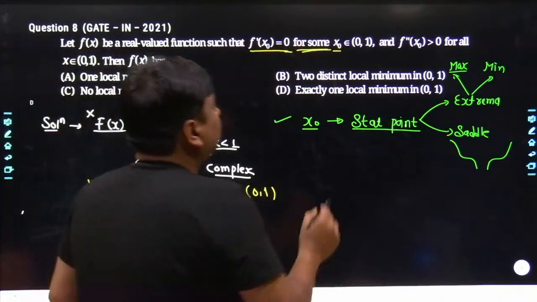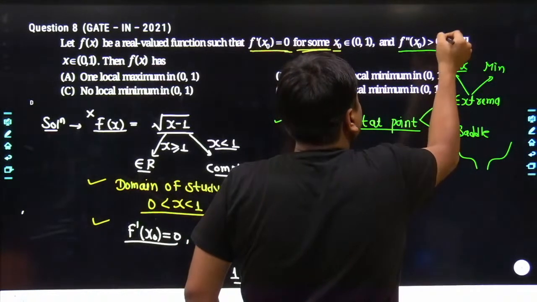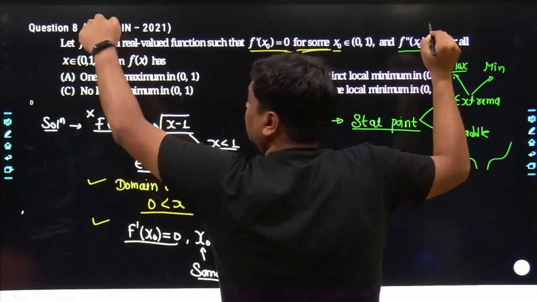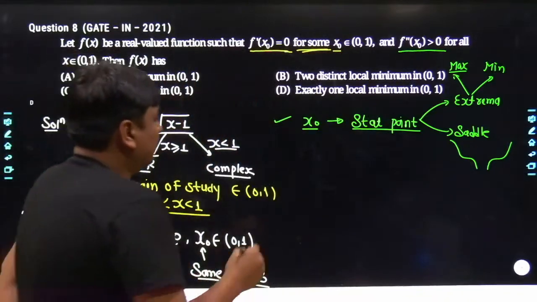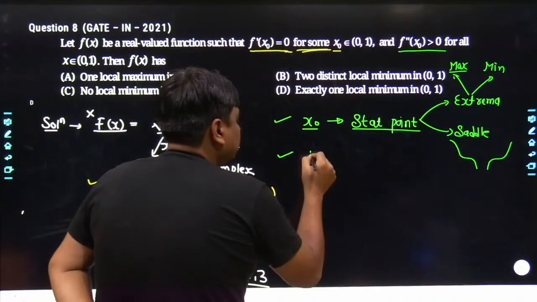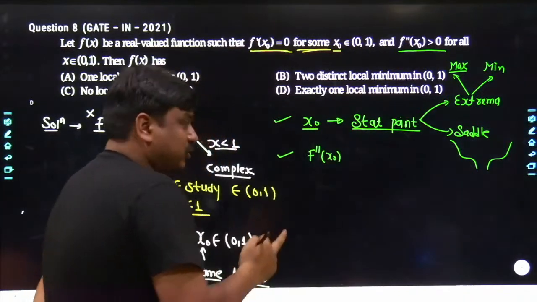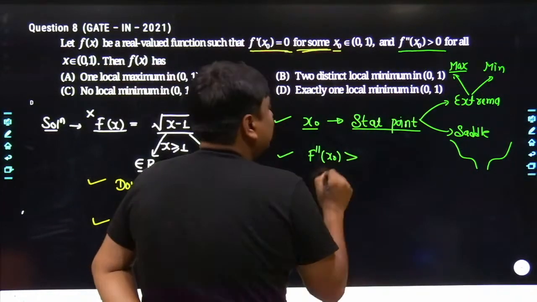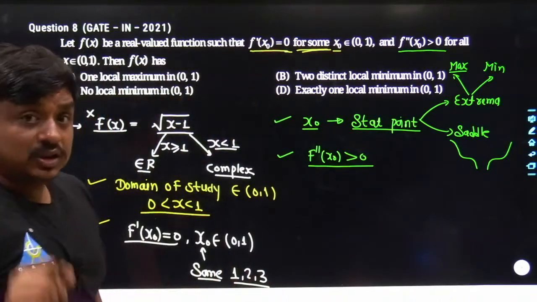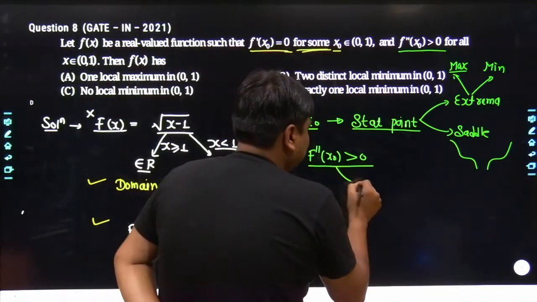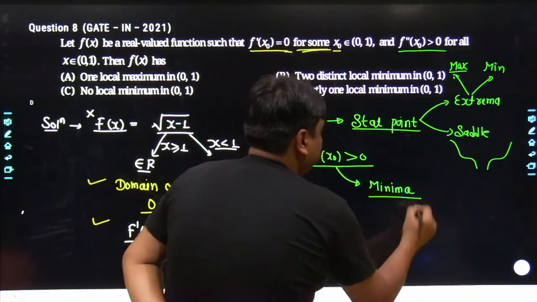Now one more important thing has been given, and f double dash x naught is greater than 0 for all x belongs to the open interval of 0, 1. What does it mean? My dear friends, it says the double derivative of the function at x naught, for all possible x naught, is always greater than 0. First tell me, what does f double dash x naught greater than 0 mean? That means there has been the formation of minima.